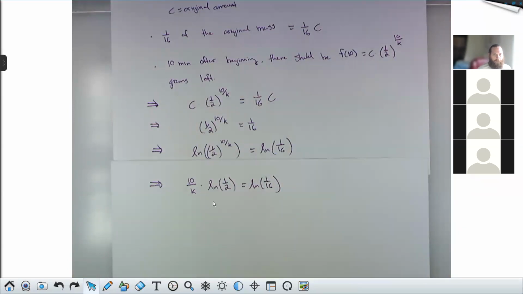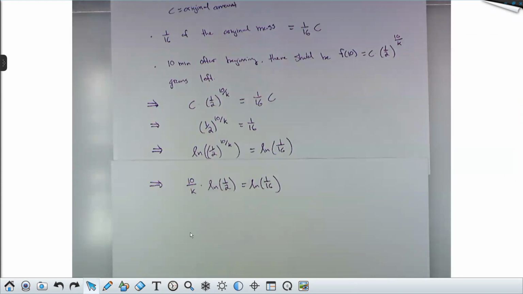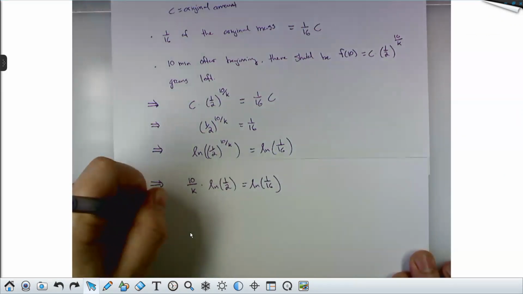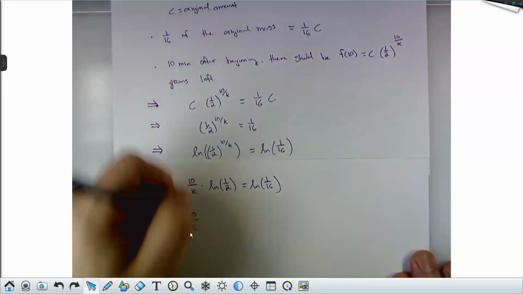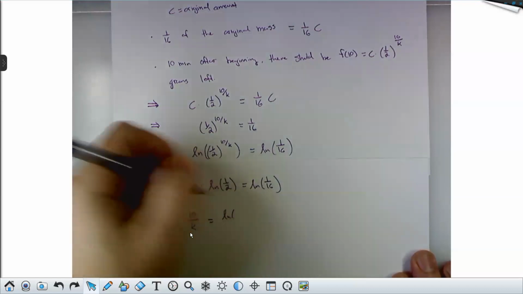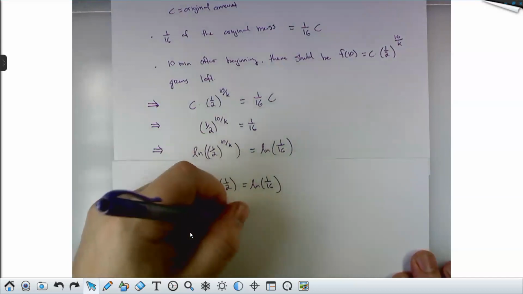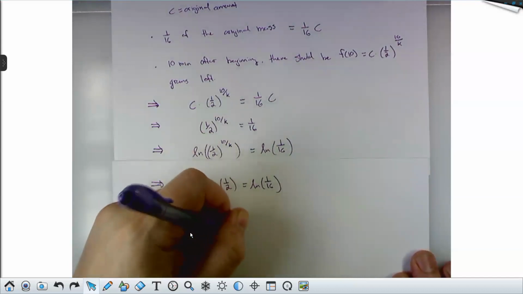All right. A bunch of ways to solve for k from here. Any thoughts? Divide by the ln of 1/2. Good. So that natural log of 1/2 is definitely in the way of k being alone. And that'll give me 10 over k equals the natural log of 1/16 divided by the natural log of 1/2.